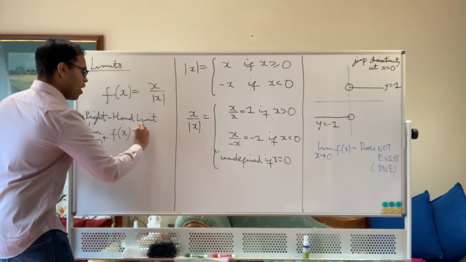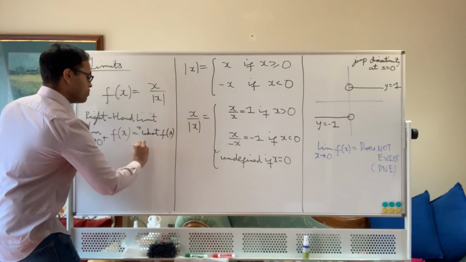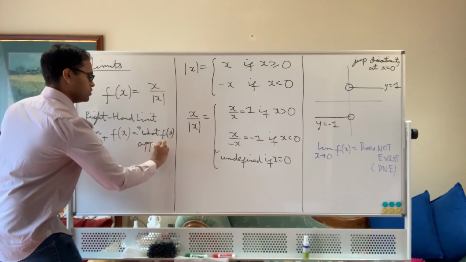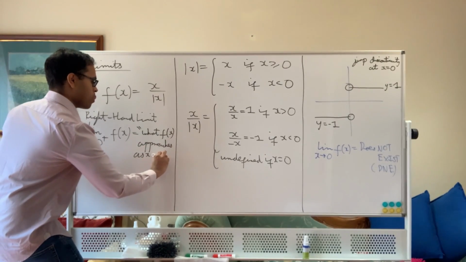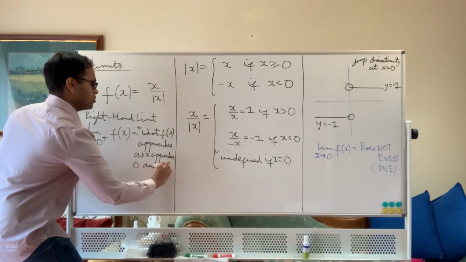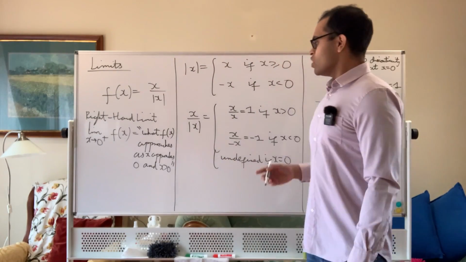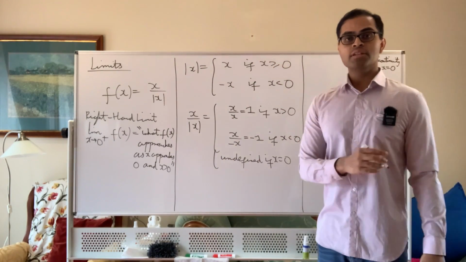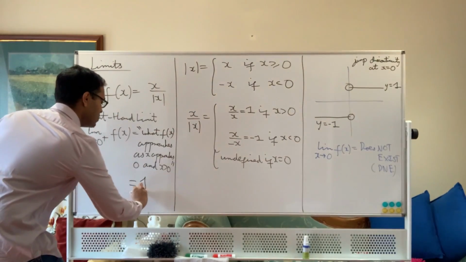This is what f of x approaches as x approaches 0 and x is greater than 0. Okay, so greater than 0 means x is to the right of 0. So what does f of x approach as x approaches 0 and x is greater than 0? It approaches 1. So here we would say the right hand limit is 1.